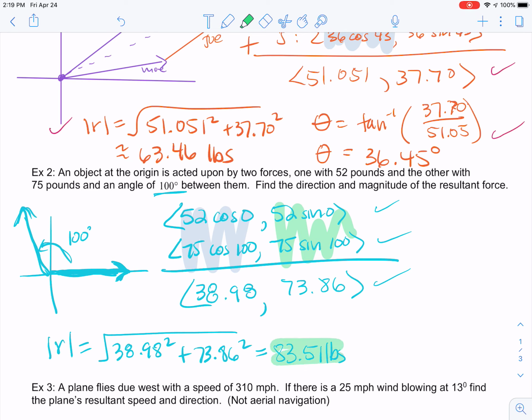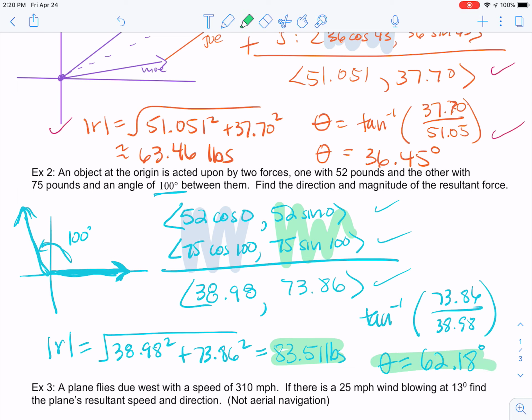And then I'm going to do tan inverse, y over x, 73.86 over 38.98. And I just hit tan inverse, fraction, 73.86 over 38.98. And I get theta equals 62.18 degrees. Okay, and that would make sense because 62 degrees would be somewhere in the middle of this. Okay, so it'd be somewhere in the middle of that.